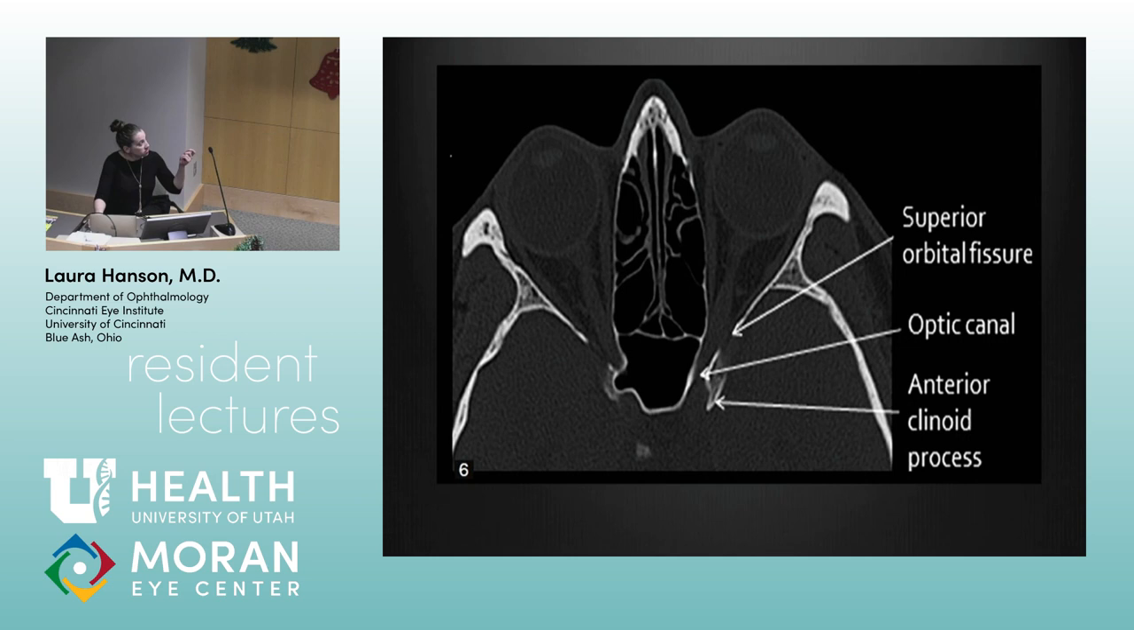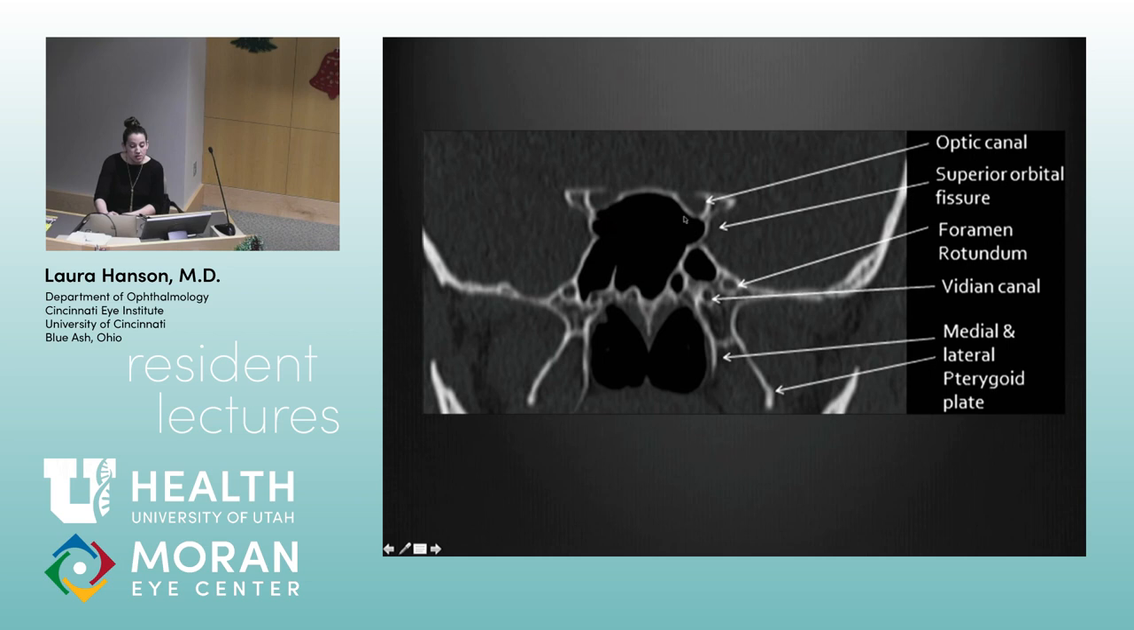So you need to know which one is the superior orbital fissure and which one is the optic canal. The optic canal is more medial, right? The superior orbital fissure is a bit more lateral and inferior, so you want to try to remember that. That's a favorite one that they ask, like which one is the superior orbital fissure. And this is it on the coronal CT. So optic canal is more medial, superior orbital fissure more infralateral.